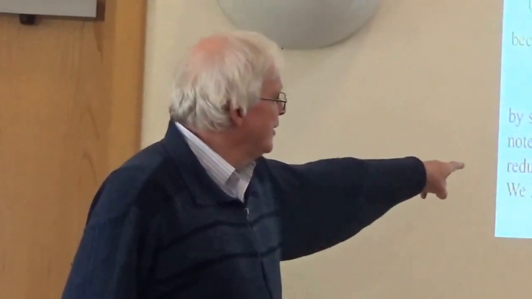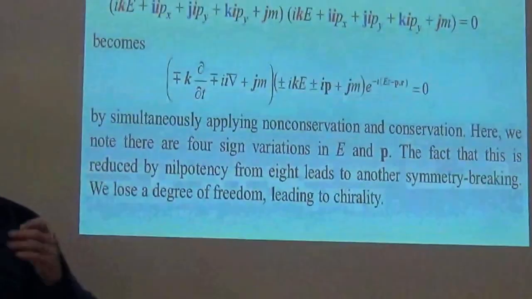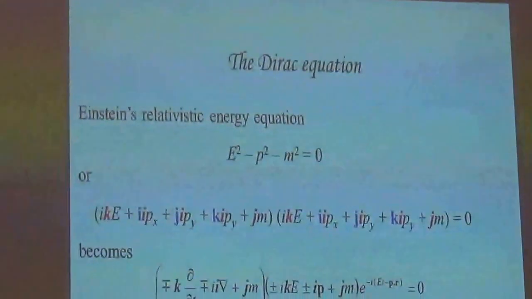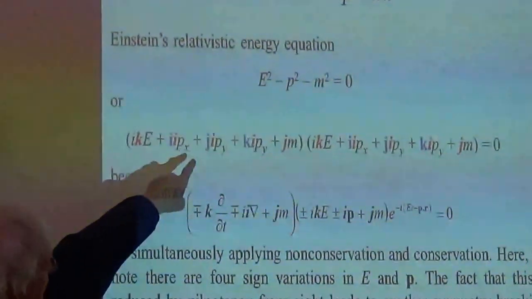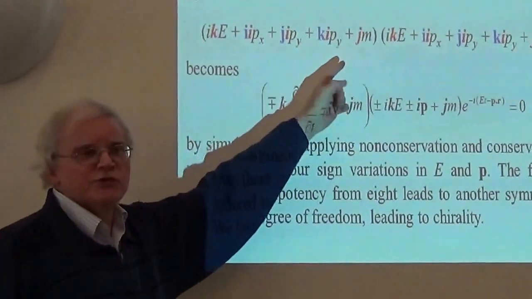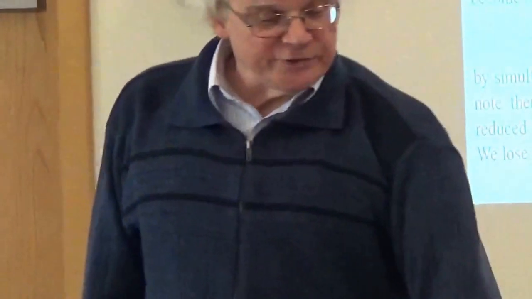But notice, when we reduce by nilpotency from 8, we have another symmetry breaking. We lose a degree of freedom because there are four sign variations in E and P, but there's no sign variation in M. So when we get a nilpotent structure like the top one up there, we know that we have plus and minus there, plus and minus there, plus and minus there, plus and minus there, but it's meaningless to have another plus and minus. So we lose a degree of freedom when we do it. And that ultimately leads to chirality.